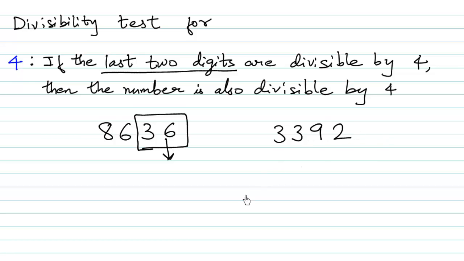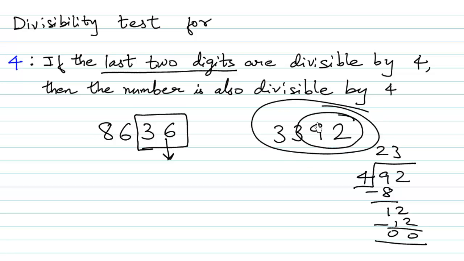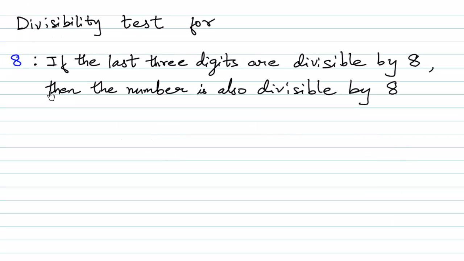The number is 3392, and if you do not know 92 goes in the table of 4, you can just divide 92 by 4 instead of dividing the entire number. So 4 2s are 8 and 4 3s are 12. Yes, the remainder comes to be 0. So since 92 is divisible by 4, we can say that 3392 is also divisible by 4. So this is very handy when there are big numbers, and you want to know whether it is divisible or not by 4. Then we have the divisibility test for 8.